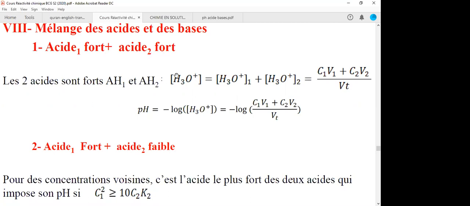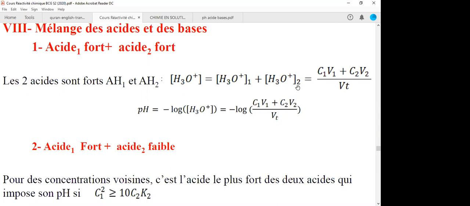In this case, we are going to look at a mixture of acids. Acid 1, a strong acid. Acid 2, a strong acid again. So H3O+ is equal to, the concentration of hydronium now will come from both acids. The final concentration of hydronium is the one we are going to use to find the pH. So the final concentration of hydronium is equal to the concentration of hydronium which comes from acid 1 plus the concentration of hydronium which comes from acid 2.